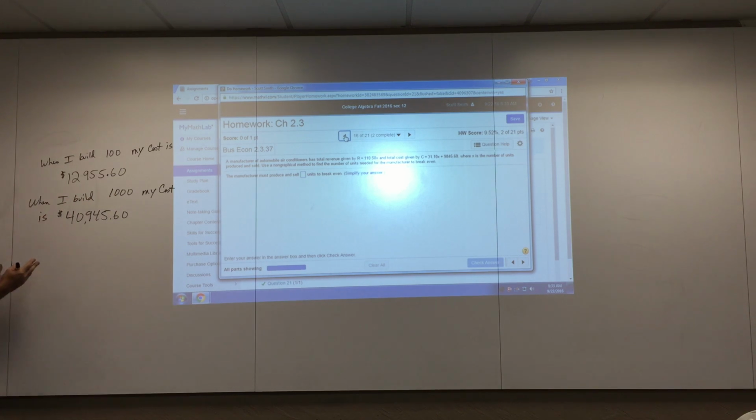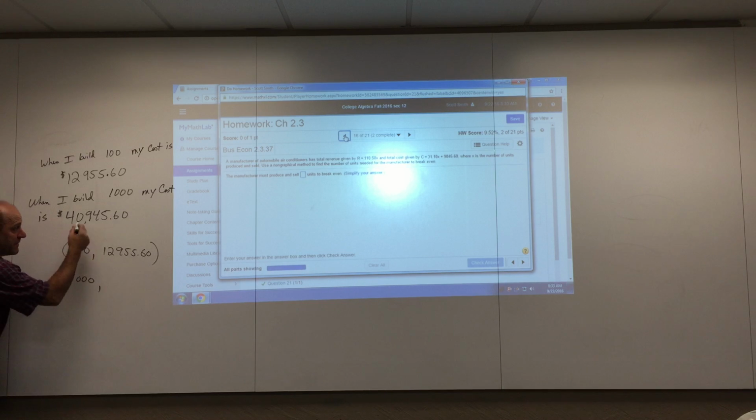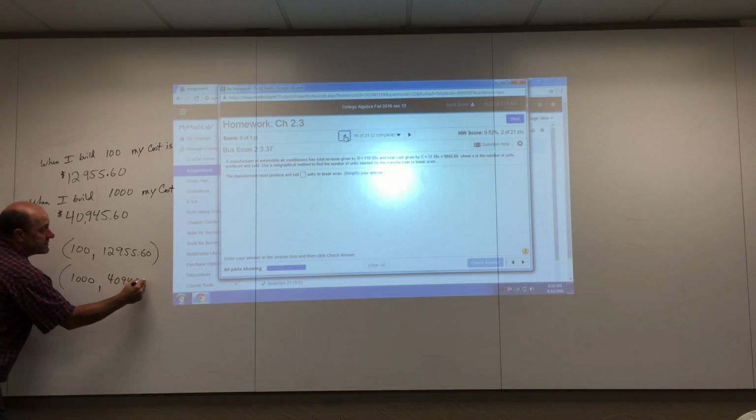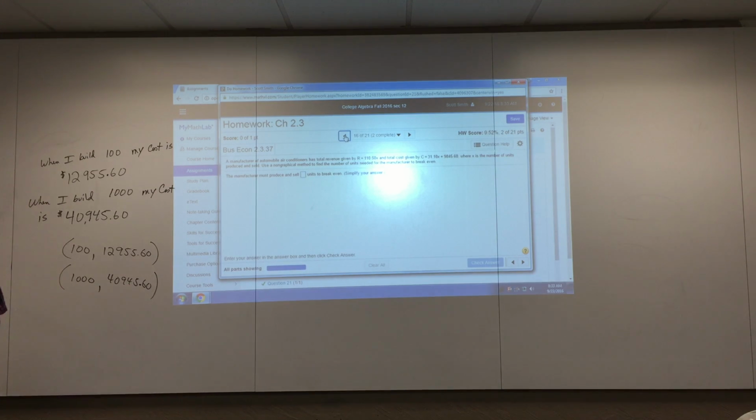I trained you to think like this in chapter 1. I taught you that when you look at a problem like this, you have 2 points. When I build 100, that's my cost. When I build 1,000, that's my cost. And what can you do with 2 points? Step 1, find the slope, and after you find the slope, you've got a slope and a point, and then you can get the equation. So you can get the cost equation yourself.